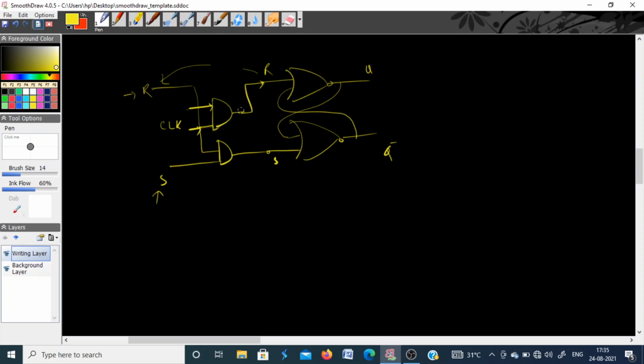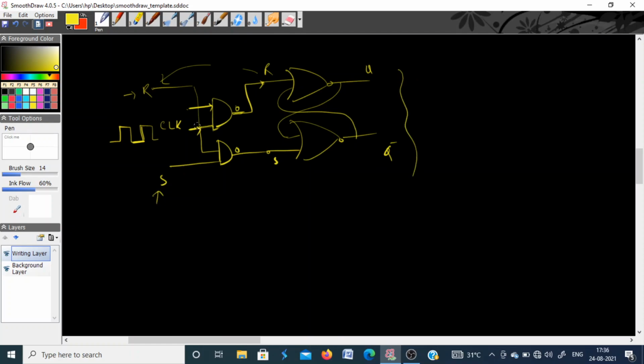Now what will happen if you have used an AND gate? For an AND gate, your output will be 1 only when both the inputs are at 1. It means if we have a clock pulse like this, for the time when this clock pulse is 0, the output of both the AND gates is 0. So for the SR latch, if your input is 0 0, there is no change in the output. That you have seen from the truth table.